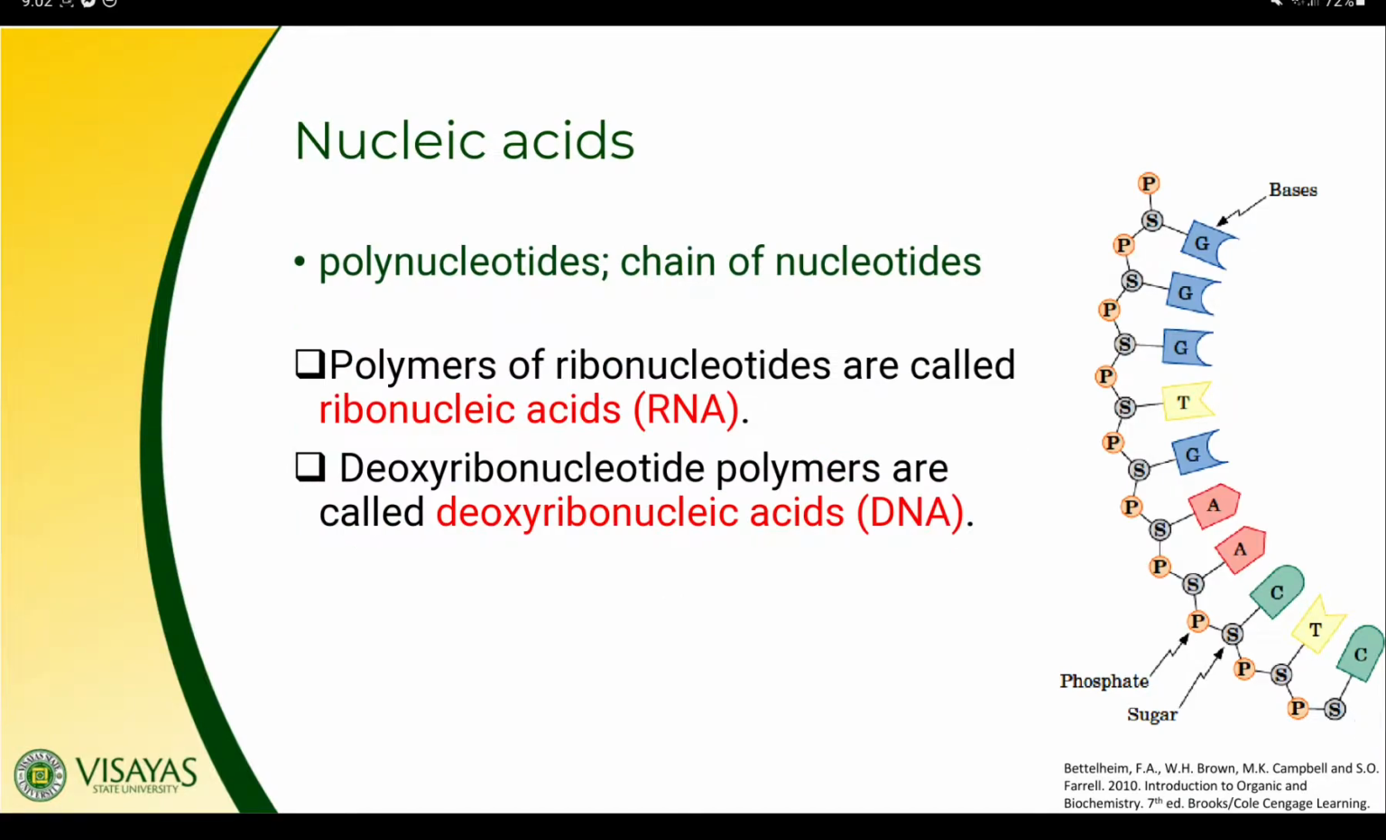So what are nucleic acids? Nucleic acids are actually chains of nucleotides, or polynucleotides. An example of a nucleic acid is this one here. Here we have one nucleotide, and we have another nucleotide. When we connect these nucleotides, we have a chain of nucleotides, and we form nucleic acids. Now if our nucleotides are ribonucleotides, the nucleic acid formed is called ribonucleic acid, or RNA. And if our chain of nucleotides are deoxyribonucleotides, then we form deoxyribonucleic acid, or DNA.